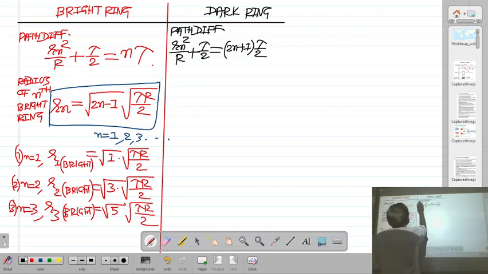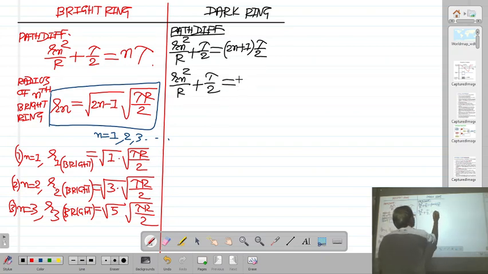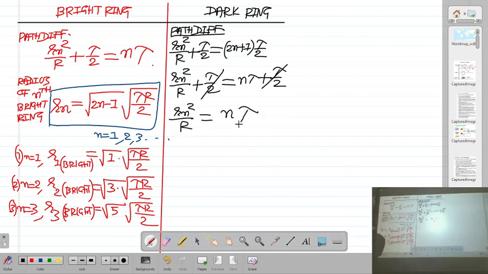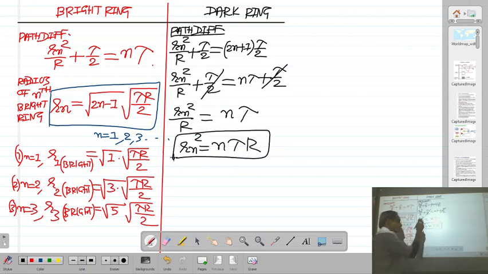If you simplify this, you will get rn square upon capital R plus lambda by 2 equal to (2n plus 1) lambda by 2. The 2 in 2n into lambda by 2 is cancelled, so n lambda plus lambda by 2. Lambda by 2 is cancelled from both sides. So small rn square upon capital R is equal to n lambda, and therefore small rn square is equal to n lambda R. So this equation gives the radius of the dark ring.